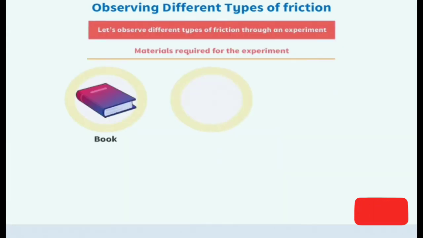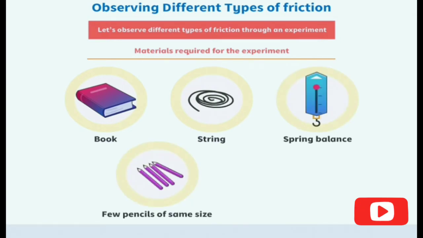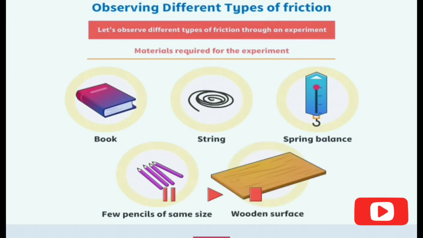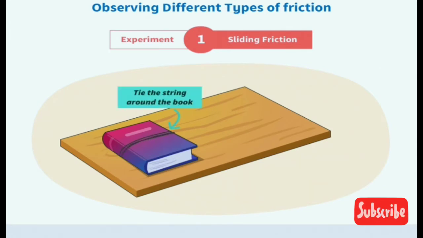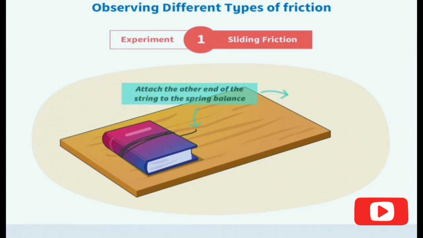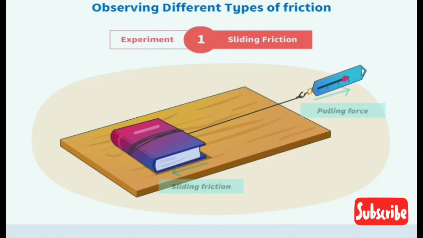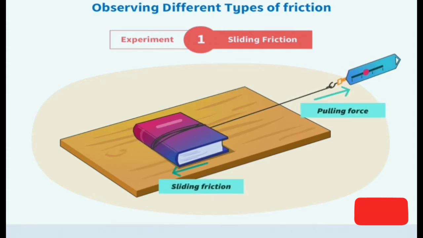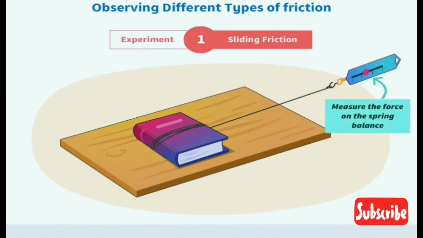Materials required for the experiment: a book, a string, a spring balance, a few pencils of the same size, and a wooden surface. 1. Tie the string around the book. 2. Attach the other end of the string to the spring balance. 3. Pull the spring balance to drag the book. 4. Measure the force on the spring balance.